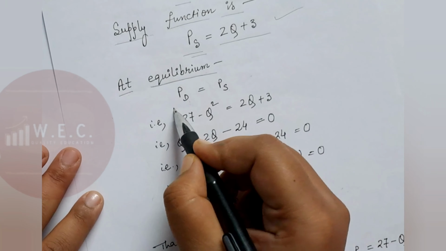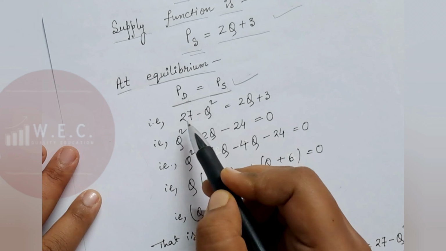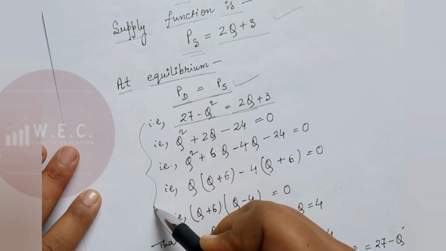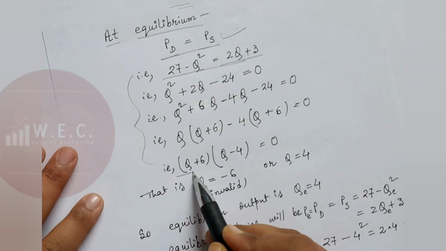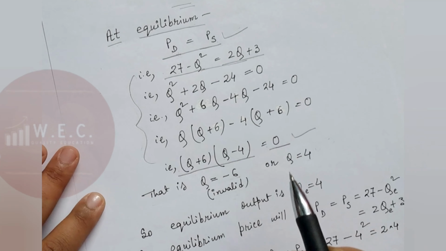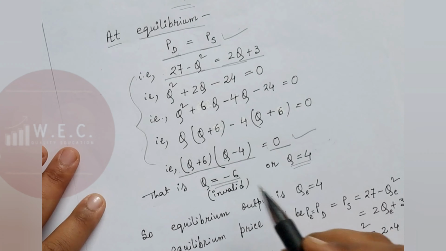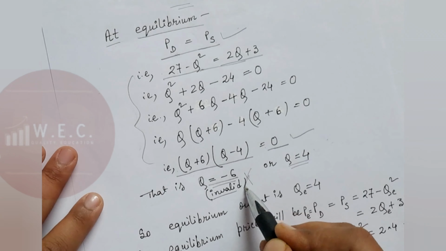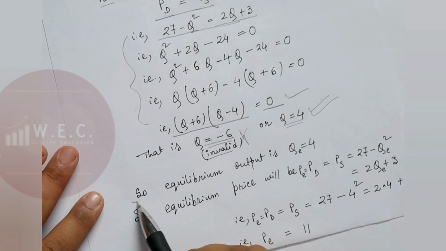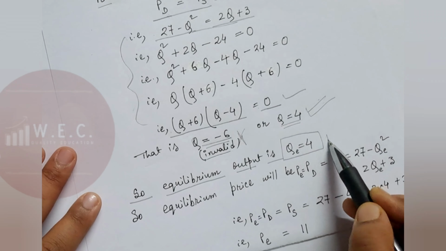So at equilibrium, PD is equal to PS. PD equals 27 minus Q square is equal to PS, that is 2Q plus 3. Now it is an equation. Solving this equation, we get two values of Q: Q equals minus 6 and Q equals 4. Q equals minus 6 is invalid because output cannot be negative. So Q will be equal to 4. That is, equilibrium output will be equal to 4.